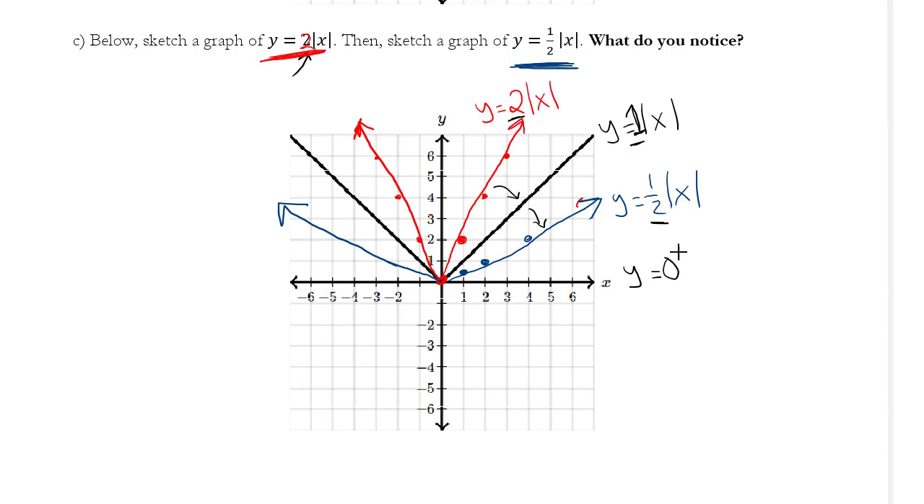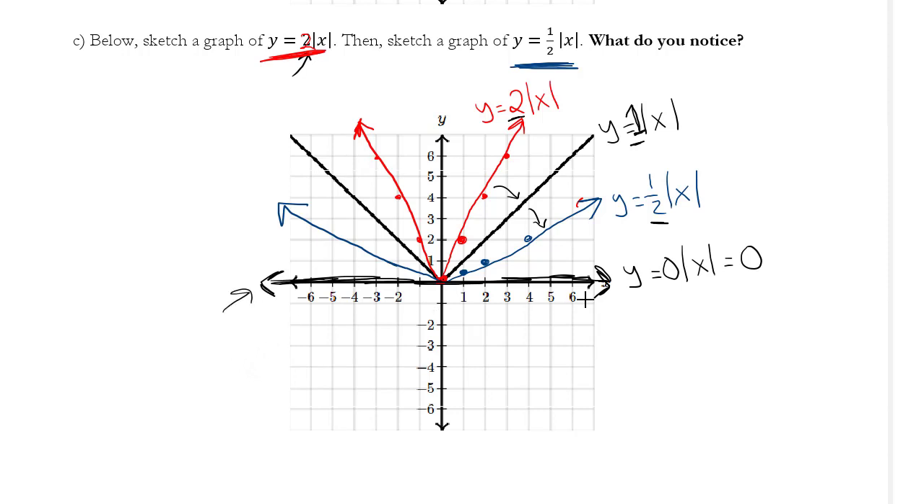We could even do y equals 0 absolute value of x, which is just y equals 0, which, I'll be darned, is just this line right here, right? This is the x-axis, the line y equals 0. And so we can see that continuation from 2 to 1 to 1/2 to 0. We're taking this graph and making it wider, wider, wider until, oh, it gets to be flat.